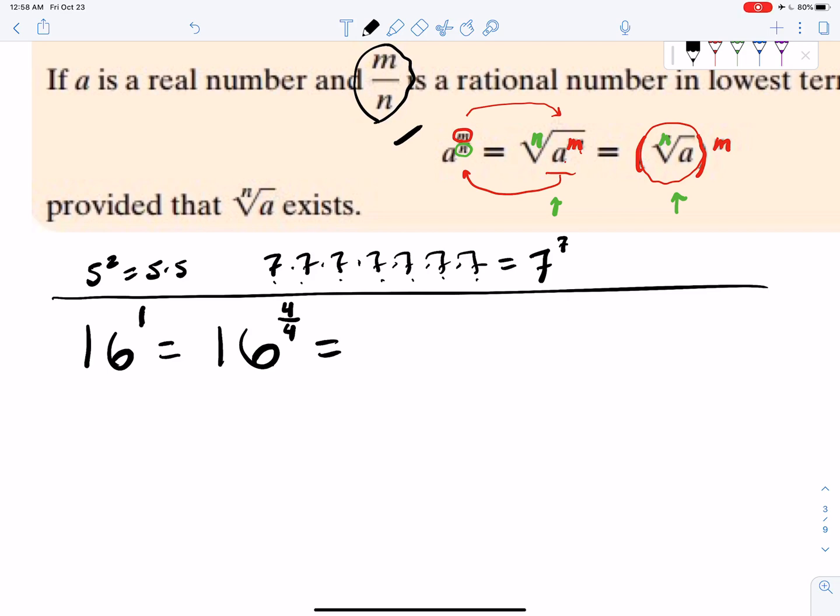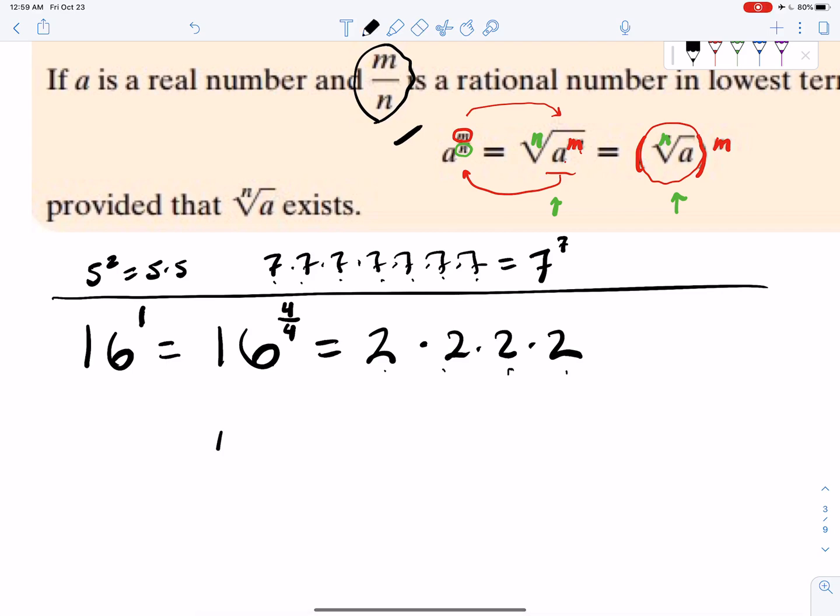And I'm going to take it even further than that. I know that 16 to the first power is just 16, so 16 to the 4 over 4 is just 16, which equals 2 times 2 times 2 times 2, right? 2 times 2 is 4, 4 times 2 is 8, 8 times 2 is 16. I want you to see that first of all, and that doesn't seem like anything earth-shattering. Let me get you used to that idea. Now I want to write another thing.